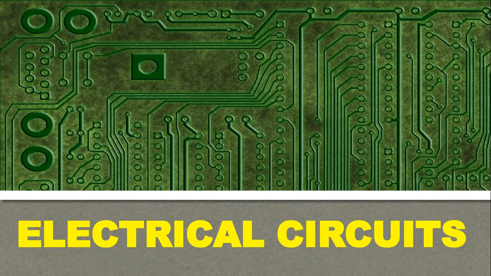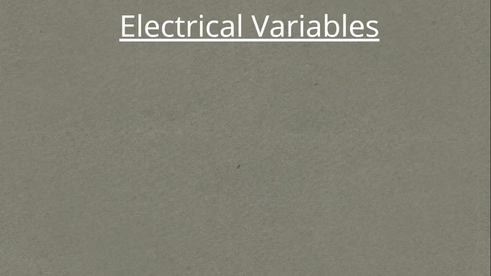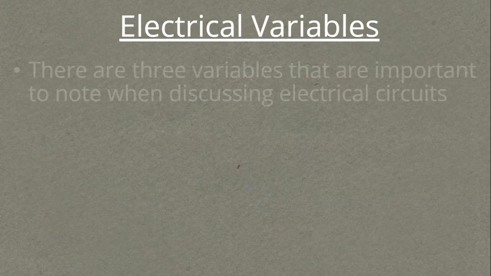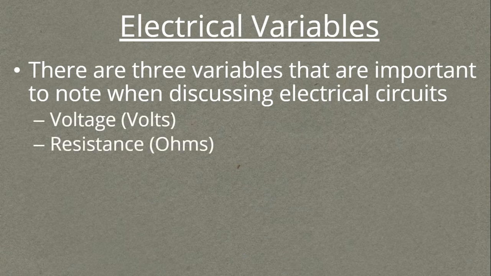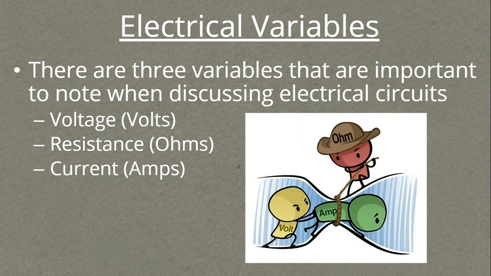Today we're going to be talking about electrical circuits. Let's get started. All right, so before we talk about circuits, we need to talk about a few electrical variables. Now, there are three variables that are important to note when discussing electrical circuits. They are voltage, measured in volts, resistance, measured in ohms, and current, measured in amps.